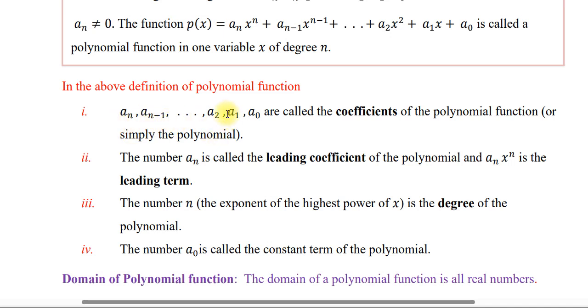an-1, a2, a1, a0 are called the coefficients of the polynomial function, or simply polynomials. And 2, the number an, which is called the leading coefficient of the polynomial, and an x to the power of n is the leading term. And the third one, the number n, that is the exponent of the highest power of x, which is called the degree of the polynomial. And finally, number 4, the number a0 is called the constant term of the polynomial.